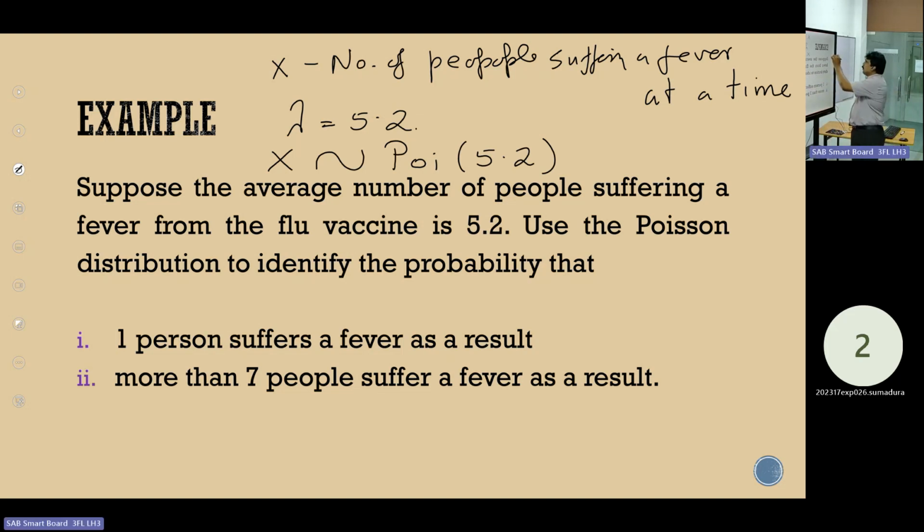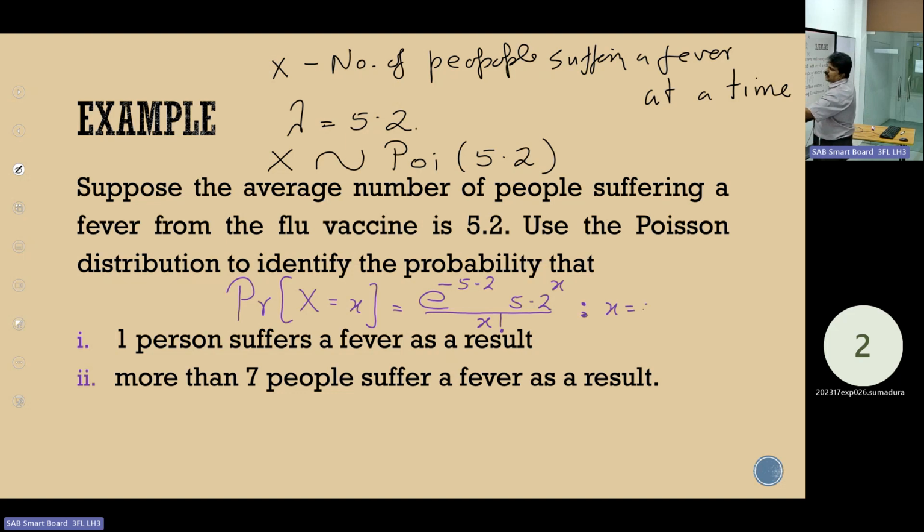So we can write down the probability function now. The probability that X equals x is e to the power of minus 5.2 times 5.2 to the power of x over x factorial. What values can x take? x can be 0, 1, 2, 3 and so on. Variable identified, parameter identified, distribution identified, probability function given.